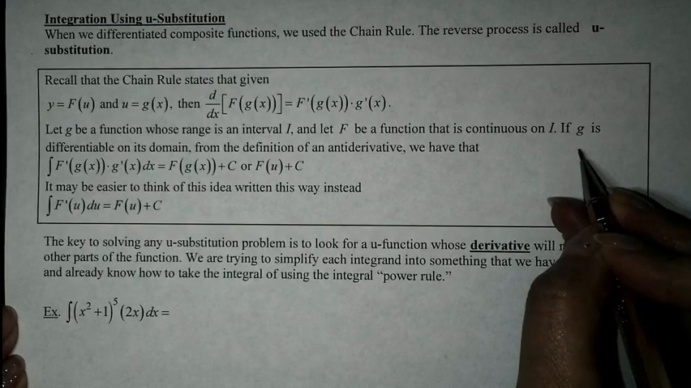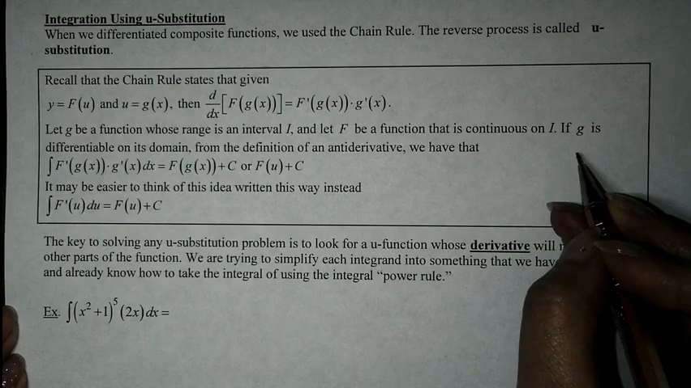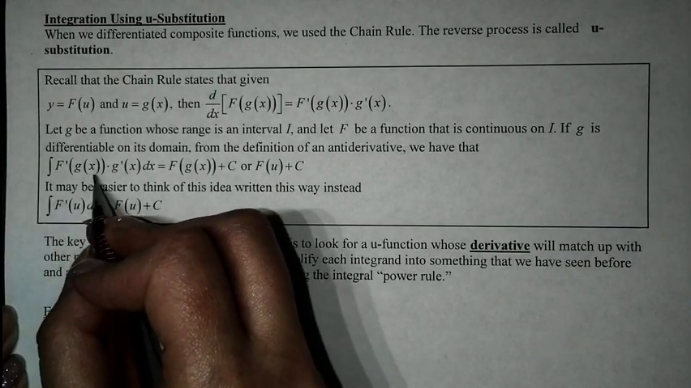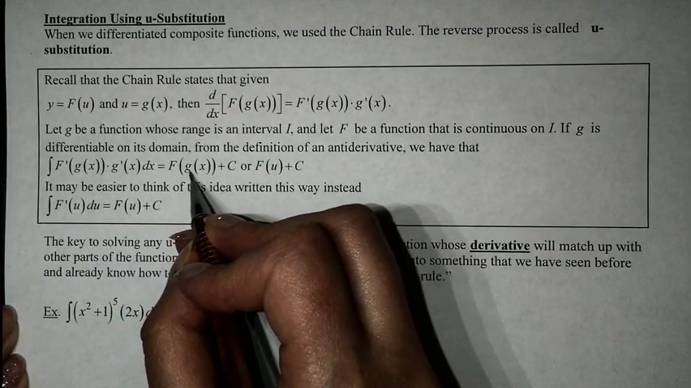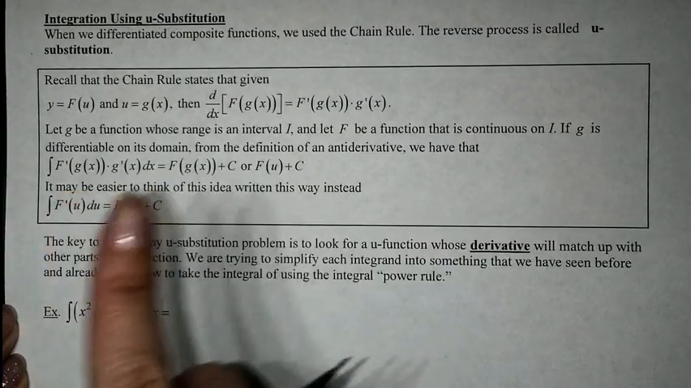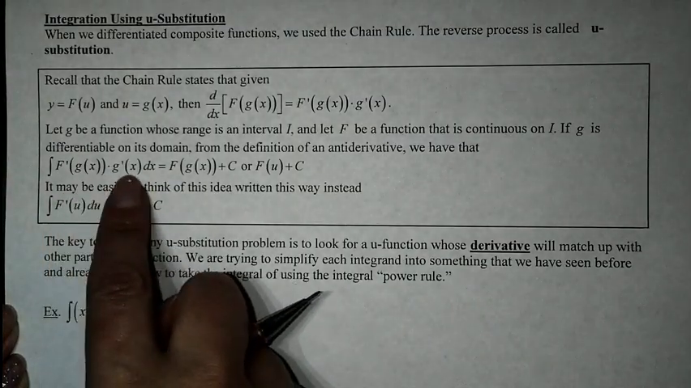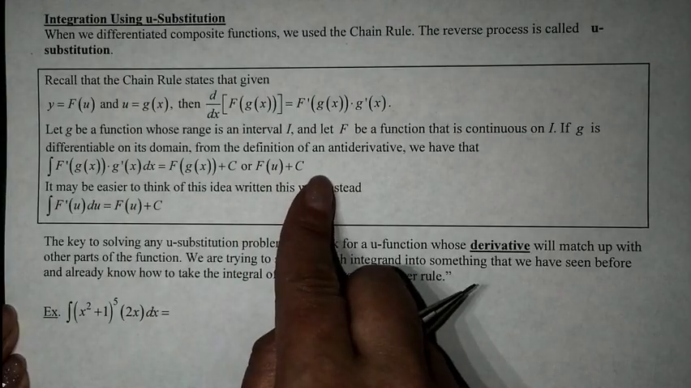If g is differentiable on its domain, from the definition of an antiderivative, what we have is that the integral of f prime of g of x times g prime of x dx is going to be equal to f of g of x plus c. Please note something very important. You have the derivative of the inner function outside, okay? So that's what you have, or in other words, you have f of u plus c, okay?